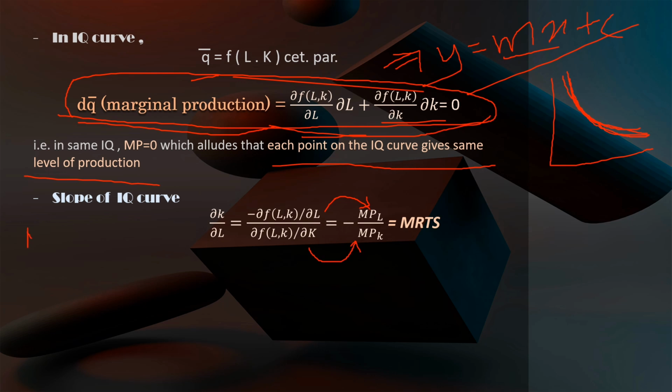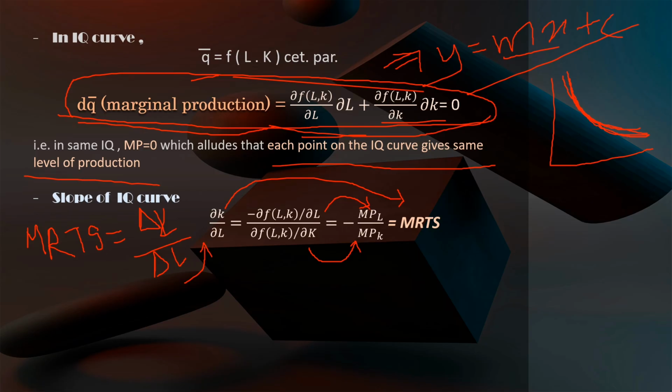Now we know MRTS can be explained as the change in K to the change in L, right? That is basically this. As such, we can say that del K by del L is equal to MRTS, right? That is, MRTS is equal to marginal production of labor divided by marginal production of capital.